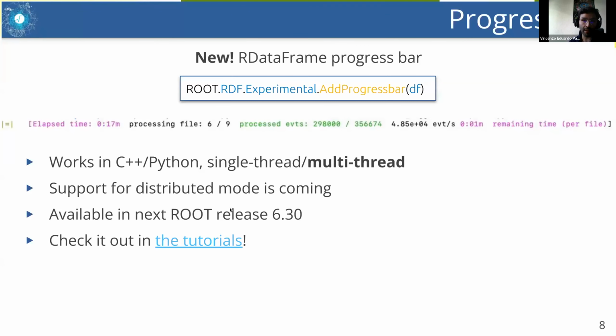And finally, I wanted to showcase a couple of usability improvement features that have happened over summer. One of them is the addition of a progress bar feature inside of our RDataFrame. This feature works in C++ or in Python mode. It works in single-threaded mode, or it works in multi-threaded mode. And support for the distributed mode is definitely coming soon.